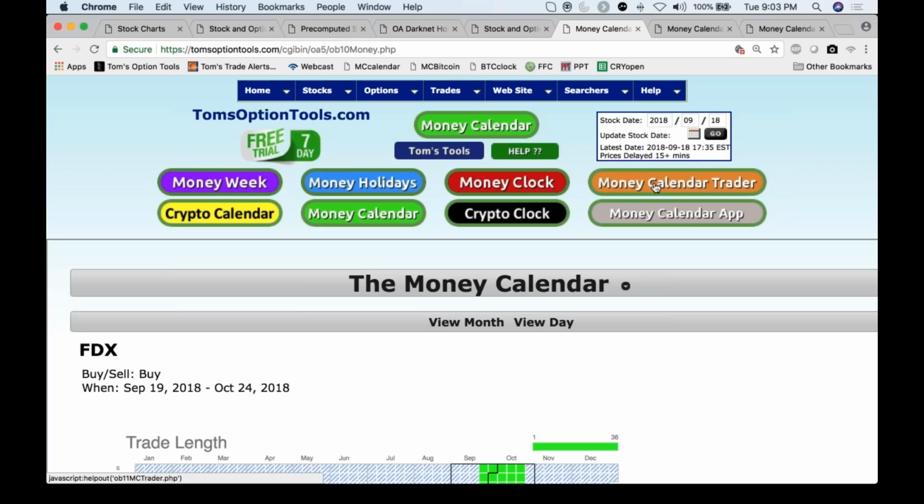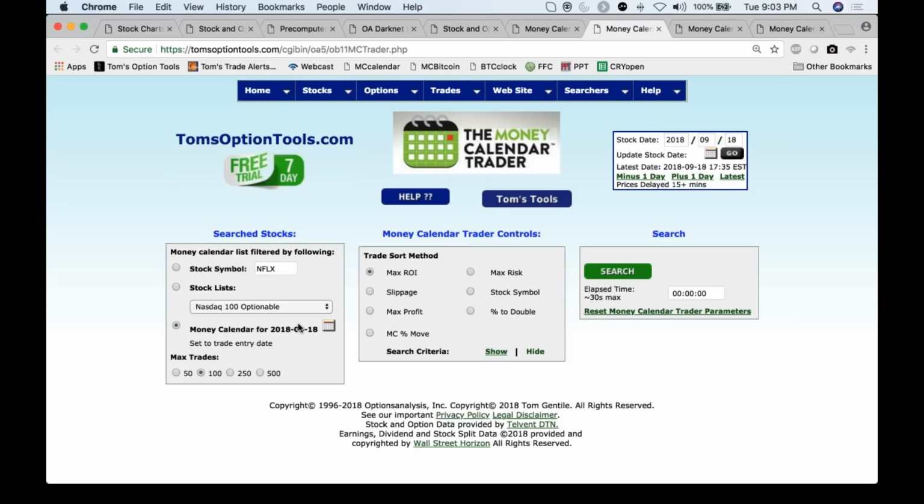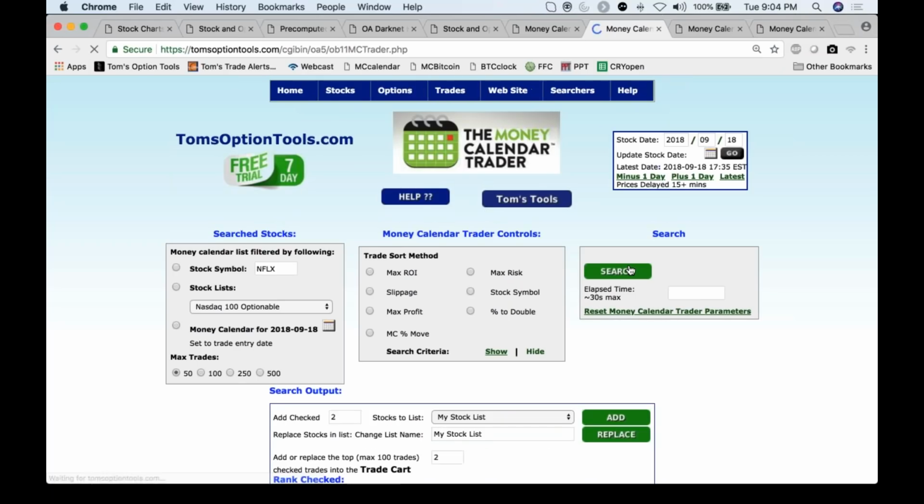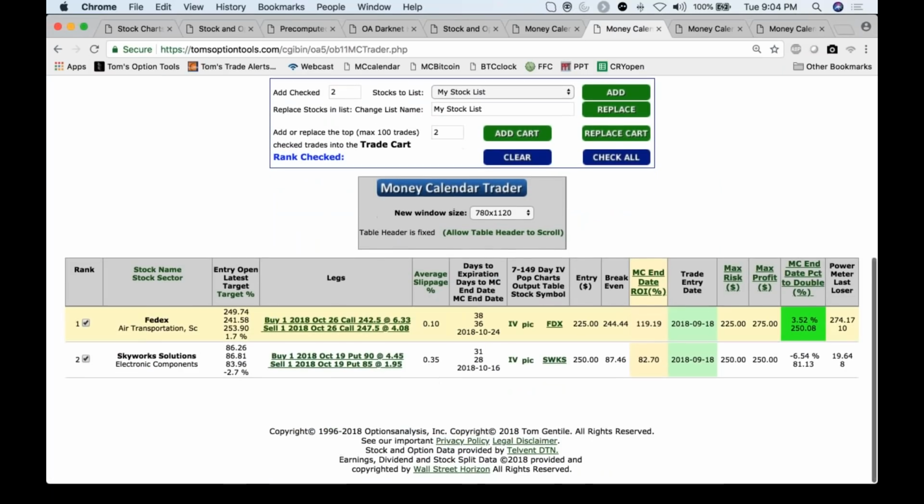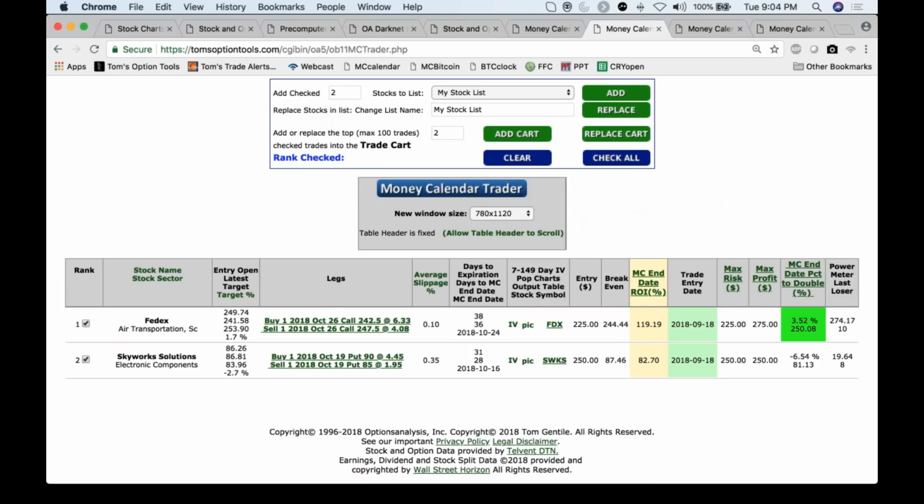So I'm going to start to show you a couple other money patterns that I use when I'm going in and spotting opportunities and creating low risk trades. So Money Calendar Trader is one that kind of puts everything together for you. Once you click on it, if you're looking for that specific day, you just click on search. And when you hit the search button, it's going to show you what it looks at as being available for the day. So FedEx, Skyworks Solutions.